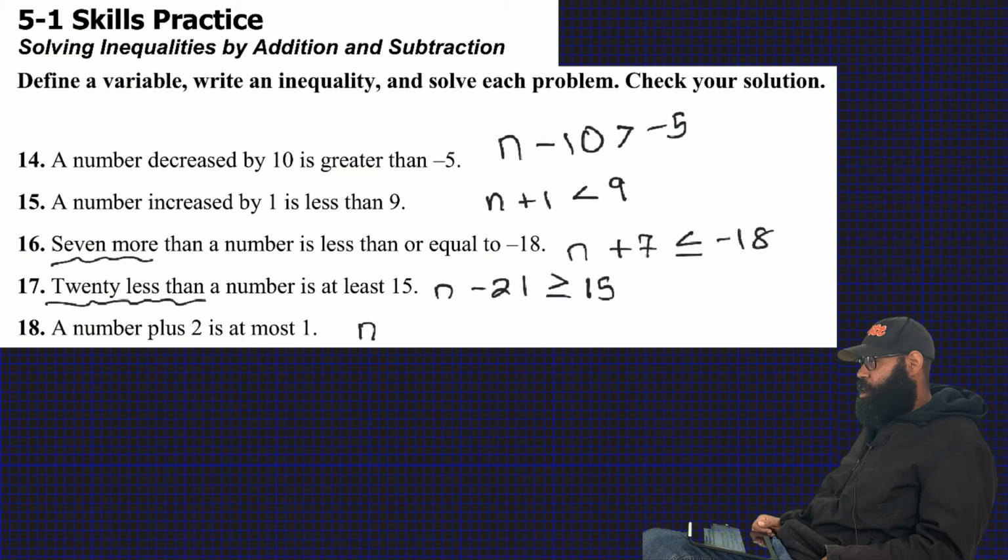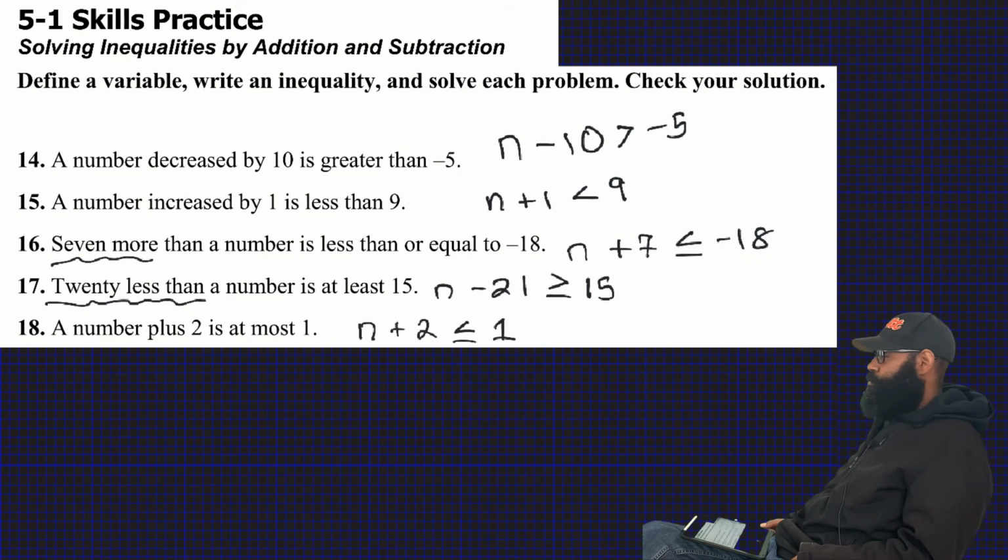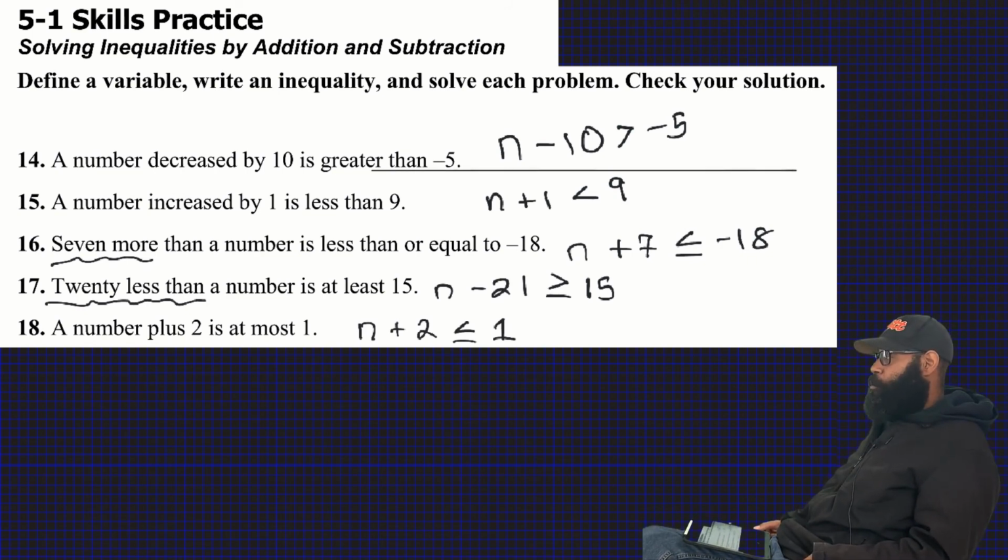But straight up, guys, writing the inequality is going from words to math language. Last one, a number plus 2 is at most. So again, at most would be less than or equal to, and at least would be greater than or equal to. We're going to see that a lot throughout this chapter.